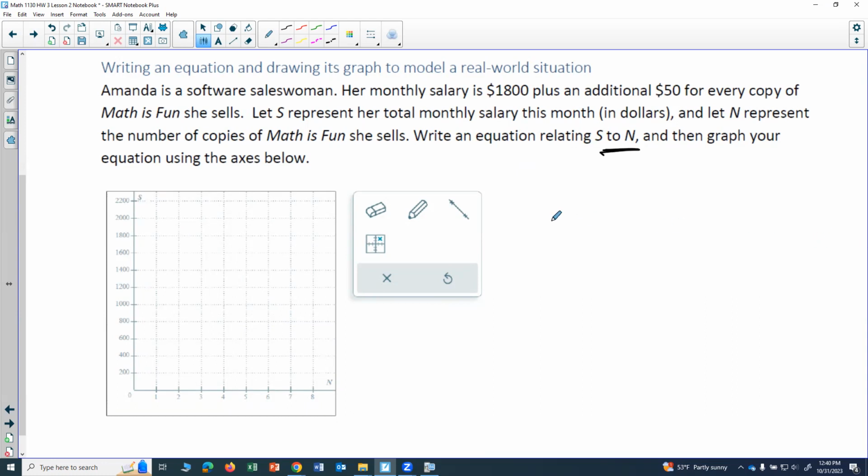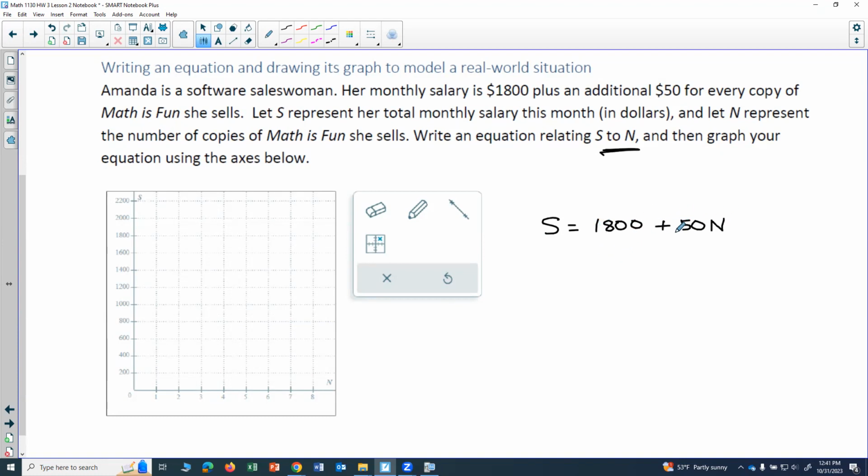So I'm going to go ahead and have S, which is her total salary. And I know that her monthly salary is $1,800. So I'm going to put $1,800 plus an additional $50. So I'll do plus 50 for every copy of Math is Fun that she sells. And N is representing the number of copies. So it will be 1,800 plus 50N.